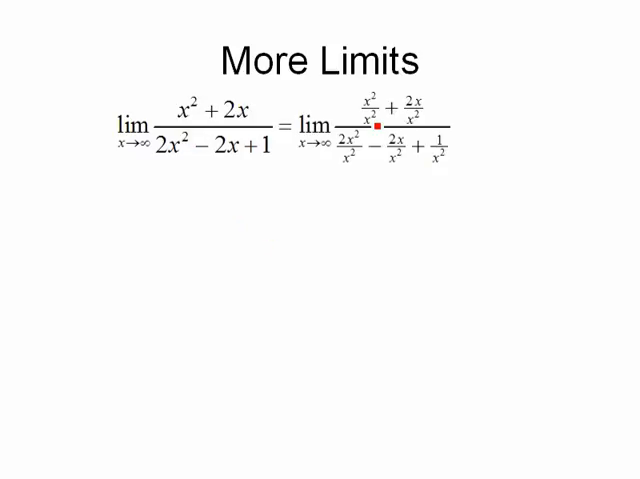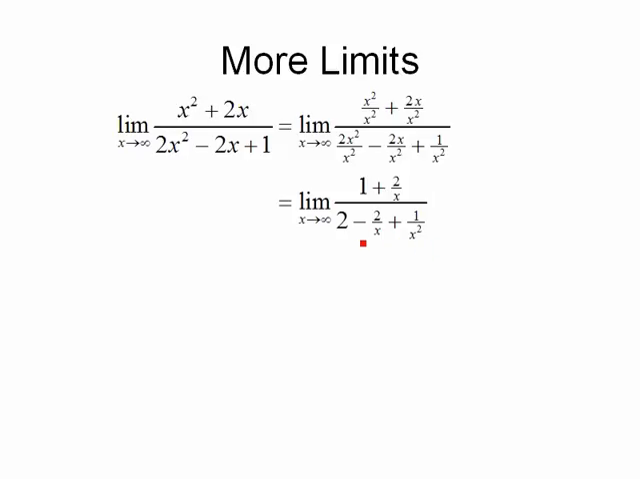x squared divided by x squared, 2x divided by x squared, 2x squared divided by x squared, 2x divided by x squared, and 1 divided by x squared. As long as we're dividing everything by the same thing, we're essentially dividing by 1, and that doesn't change anything. So when we reduce this, the fraction on top becomes 1 plus 2 over x. On the bottom, it becomes 2 minus 2 over x plus 1 over x squared.